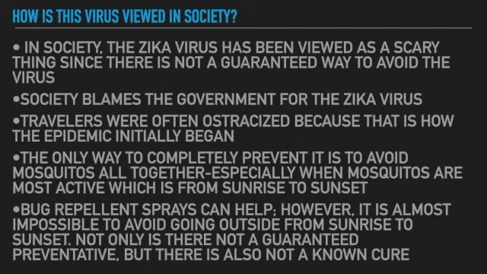The only way to completely prevent the Zika virus is to avoid mosquitoes altogether, especially when mosquitoes are most active, which is from sunrise to sunset. Bug repellent sprays can help, however, it's almost impossible to avoid going outside from sunrise to sunset. Not only is there not a guaranteed preventative, but there is also not a known cure.